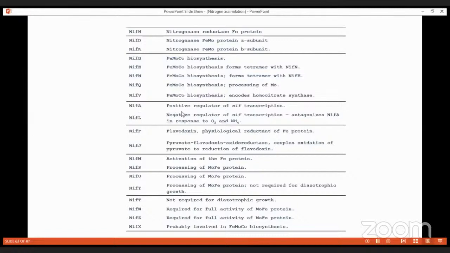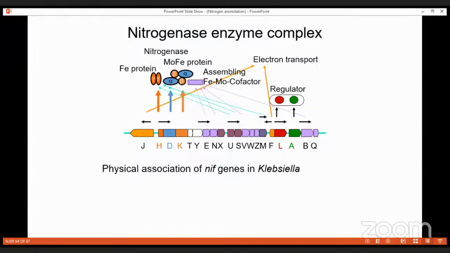Then NIFA is the regulator, the NIF transcription factor. NIFL is the negative regulator of the NIF transcription factor. And so on, these different genes are there. You can click this picture also. These are the important genes. They have been asked in different exams. So you have to remember this.